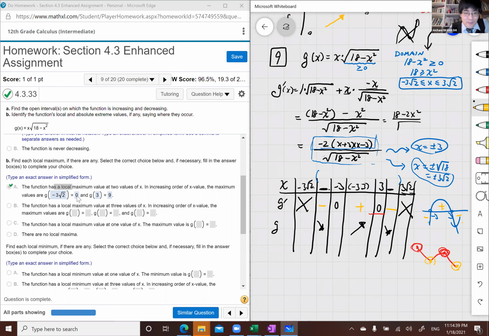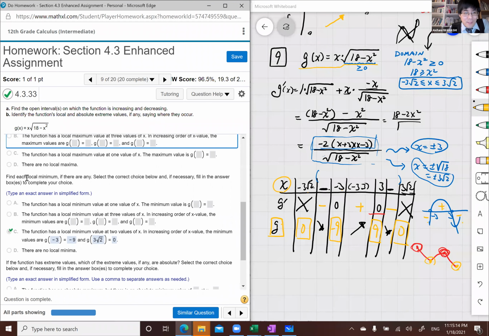How do we find the y value here? Well, you just plug the x value into the original function. Okay, so the original function is this. If you plug in this one, you're going to get 0 and 0. When you plug in 3, you're going to get 9. And when you plug in -3, you're going to get -9. So that answers these questions.